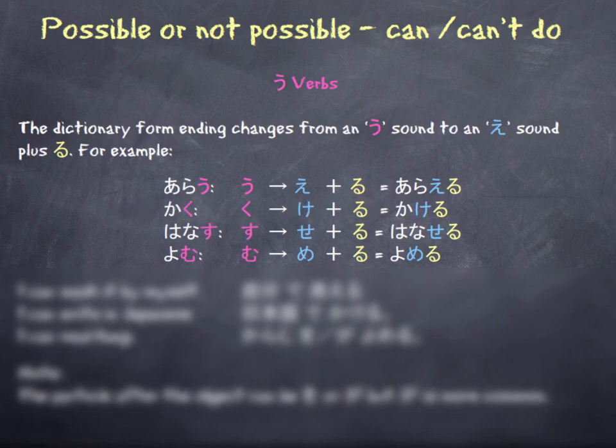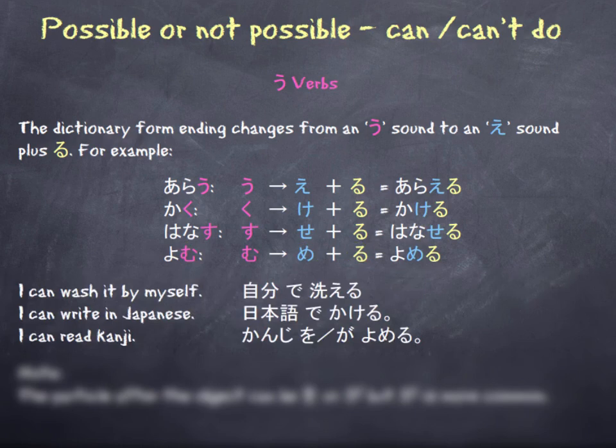Let's have a look at the next example, hanasu. Again, the u sound on the end of this verb is su. So we have hanasu, which is the verb to speak. So the su changes to an e sound, which means su becomes se, and then we attach ru, hanaseru, can speak. And then finally we have the verb yomu, which means read. And so what we're going to do is change the mu to an e sound, which will be me, and then attach ru, yomeru, can read.